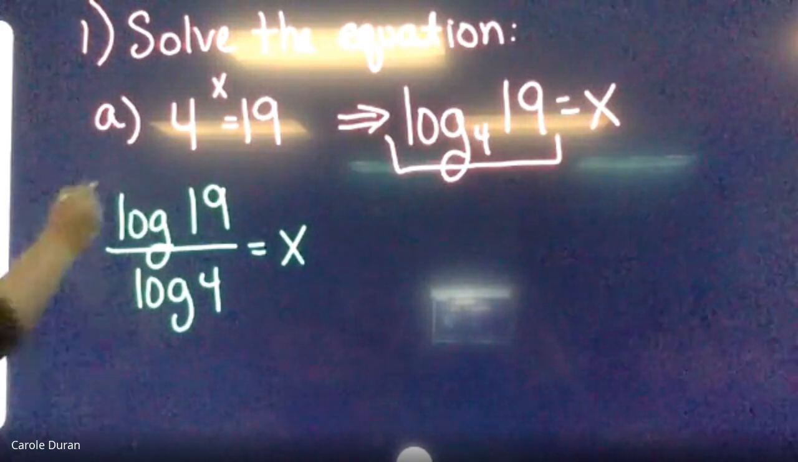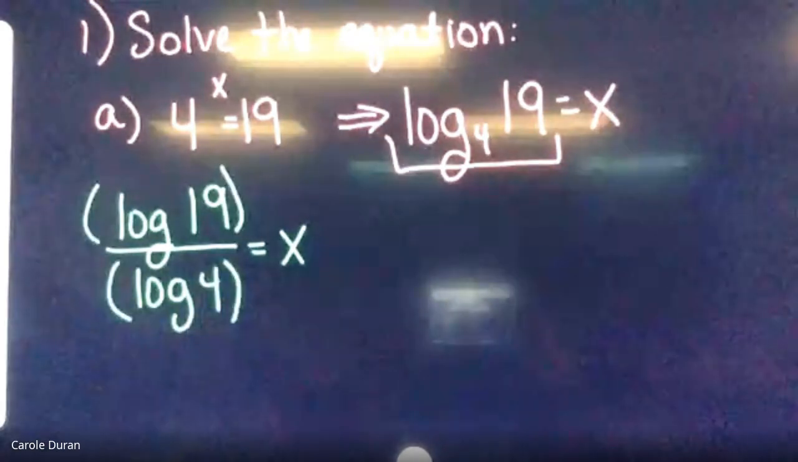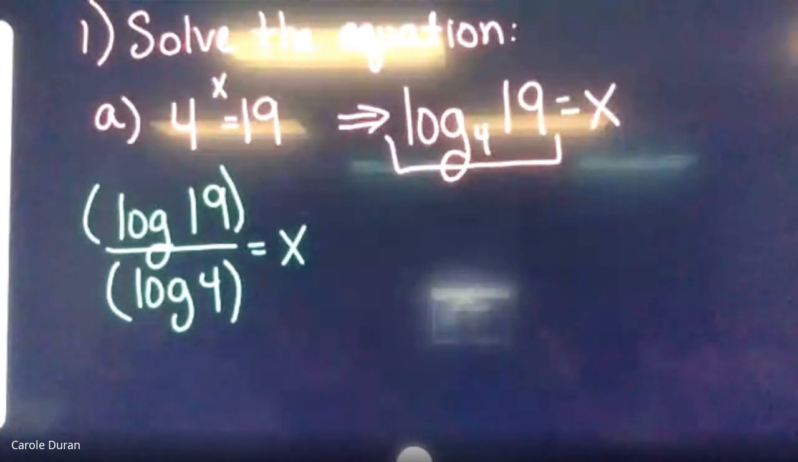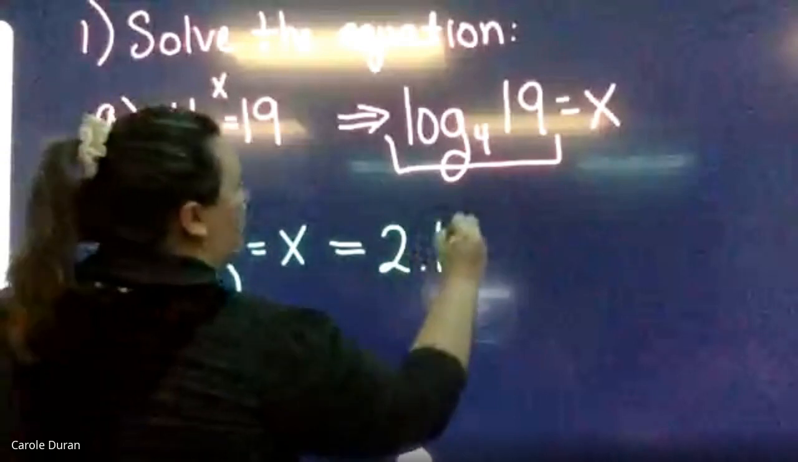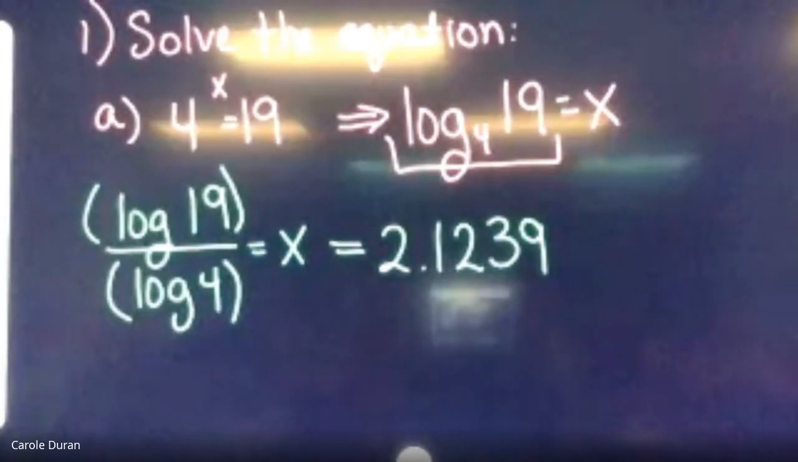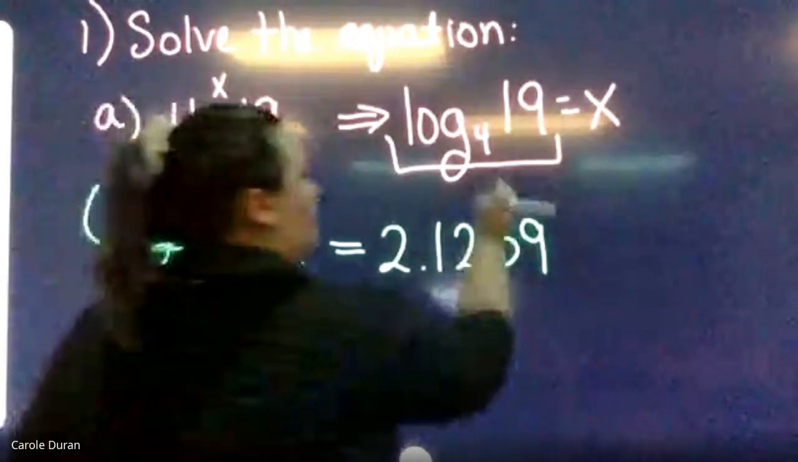I would definitely do the top divided by the bottom, but it should still work out. We get what? You have to do log. 19 divided by 4. 2.1239. We are going to go to 4 decimal places. Technically you would round up if it rounds up. Okay, so that would be that.